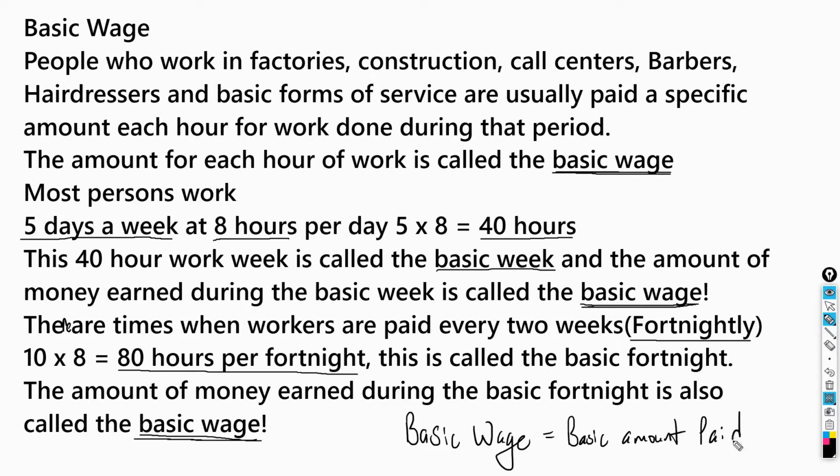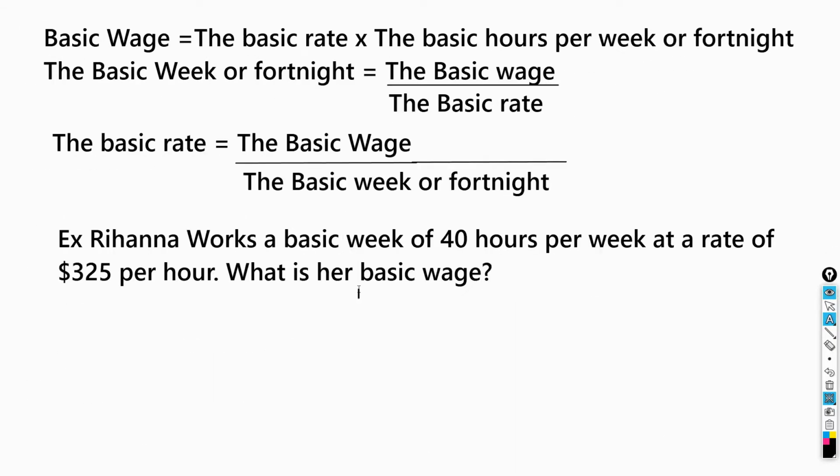So let's look at some examples now. All right, we're going to look at some formulas. Okay? All right, guys. So we're looking at these formulas here, and it says the basic wage is equal to the basic rate multiplied by the basic hours per week or fortnight. Cool? So that makes sense. How much you're paid per hour, which is the basic rate, multiplied by the hours per week or fortnight that you work, is equal to the basic wage.